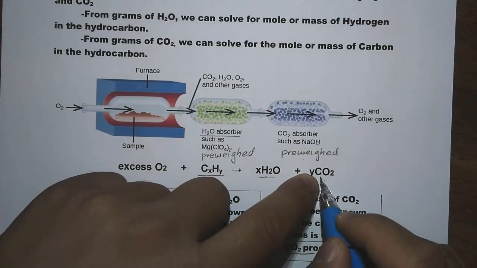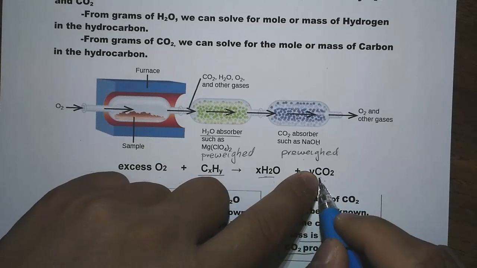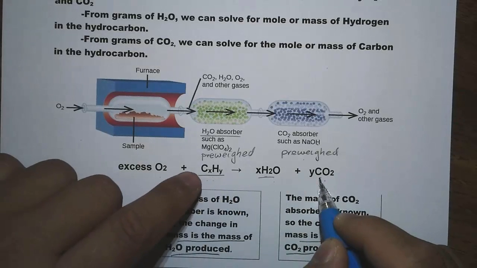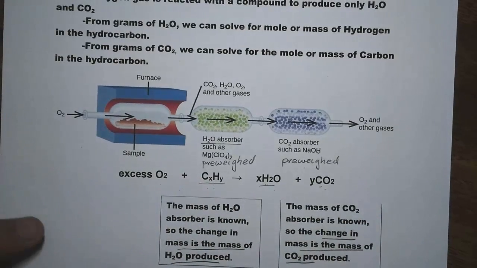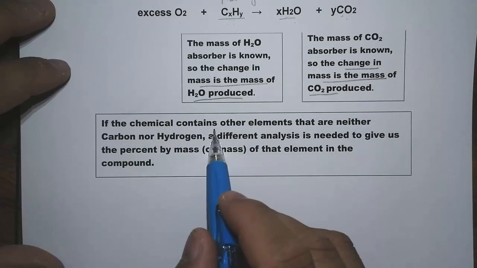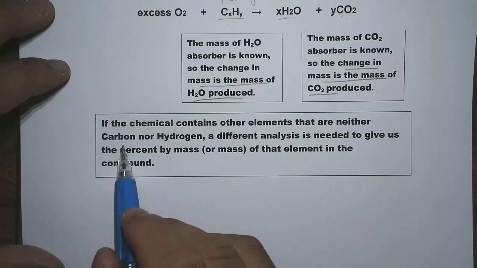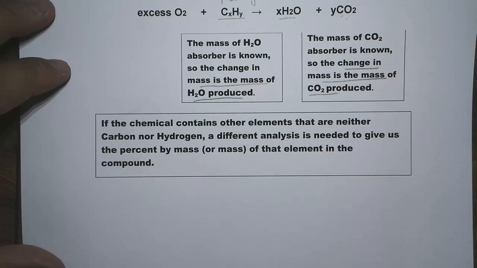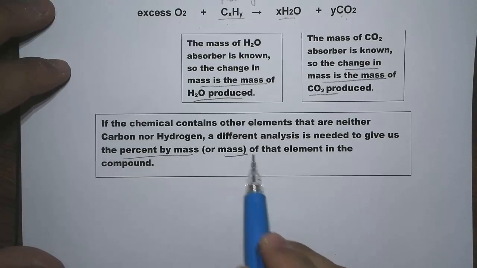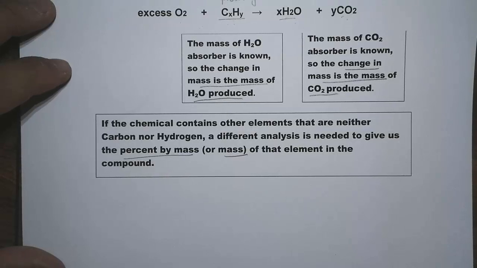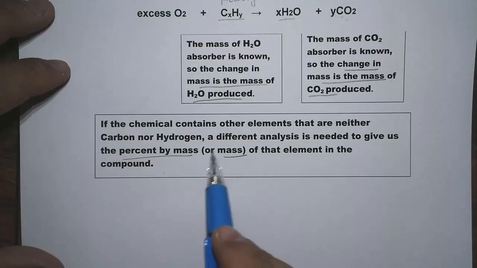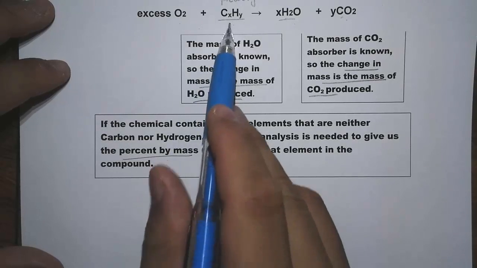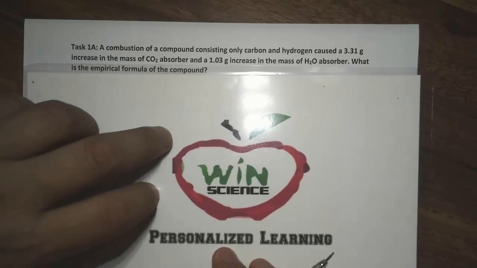If I know the mass of carbon dioxide, I can actually solve for the amount of carbon in this substance using the basic stoichiometry flowchart. Now if we have a substance that contains other elements that are neither carbon nor hydrogen, we have to do different analysis in order to determine the percentage by mass or the mass of that specific element. And of course, the nature of the problem becomes more complicated if there are other elements in this substance. So let's look at a specific example.